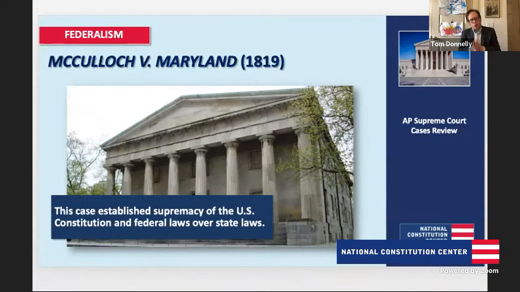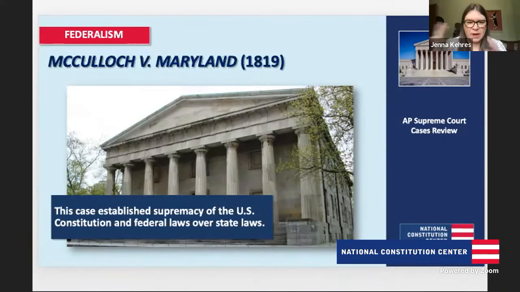Here's the key quote from Marshall. Let the end be legitimate. Let it be within the scope of the Constitution, and all means which are appropriate, which are plainly adapted to that end, which are not prohibited, but consistent with the letter and spirit of the Constitution, are constitutional. So what Marshall's doing is he's saying there's some flexibility for Congress to take actions that, though there's not a specific power in the Constitution, are related enough to those specific powers that they're constitutional.